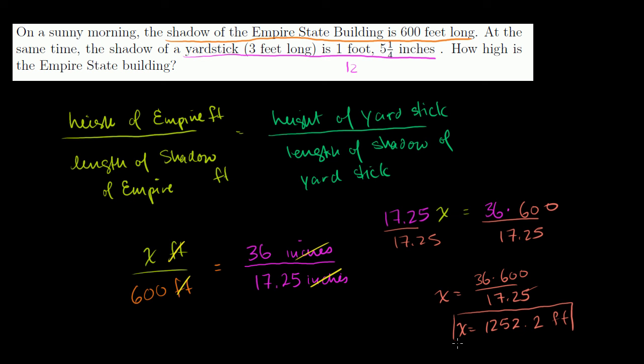But this was pretty neat because this is something that you could actually do. You could actually measure the shadow of a skyscraper, and then you could actually measure the shadow of a yardstick. And then doing that, you can actually figure out the height of a skyscraper, which is pretty neat because otherwise, if you didn't know how to do this math, you'd have to get into a helicopter and drop a huge, it would be a much harder thing to do. So hopefully you found that pretty interesting.